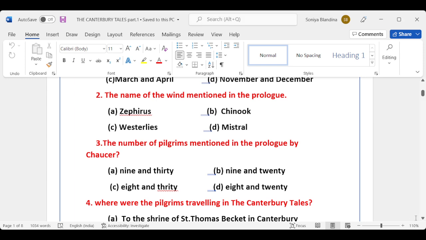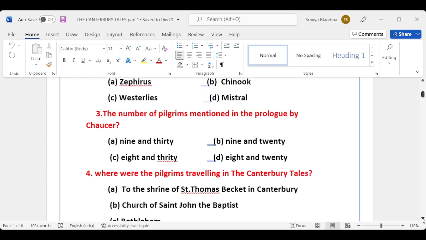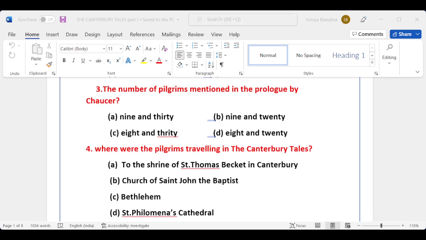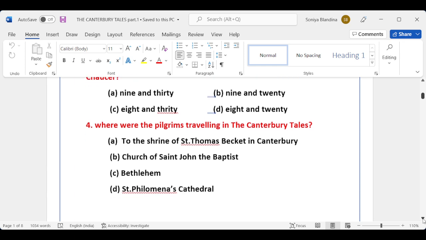Okay, question number 4. Where were the pilgrims traveling in the Canterbury Tales? Option A, to the shrine of St. Thomas Becket in Canterbury. Option B, Church of St. John the Baptist. Option C, Bethlehem. Option D, St. Philomena's Cathedral. It is option A, to the shrine of St. Thomas Becket in Canterbury.